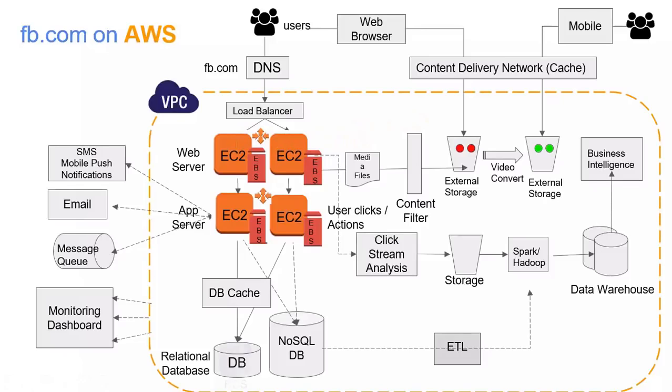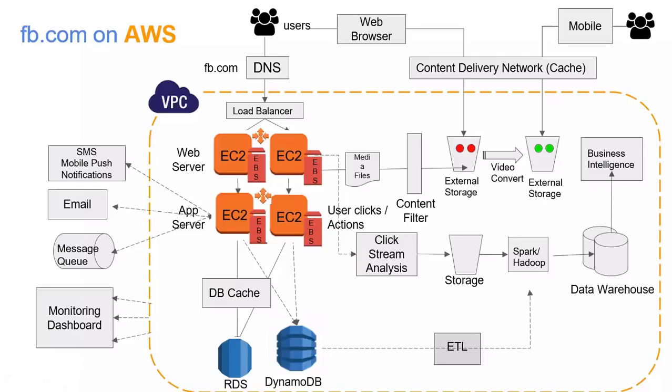Further, for relational databases, there is a service called RDS. And for NoSQL databases, there is a service called DynamoDB. For DB caches, there is a service called Elastic Cache Service, and it comes with Redis and Memcached engines. Okay, further, as you see, there is a load balancer.